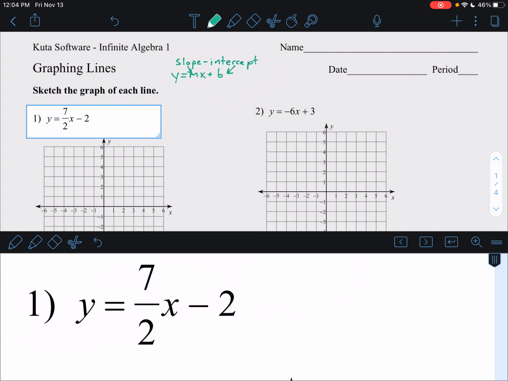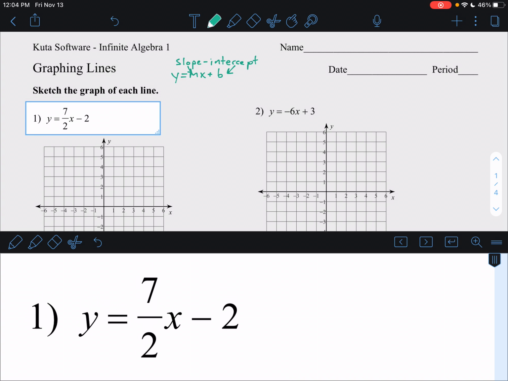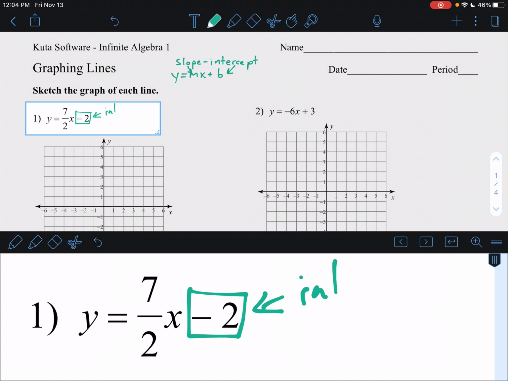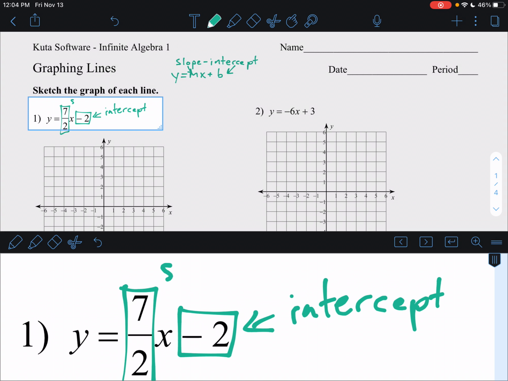So if I'm looking at this first problem, y = 7/2 x - 2, this is going to have an intercept, and when it says intercept, it means a y-intercept, not an x-intercept. So it's going to intersect the y-axis at -2. That's my intercept, and make sure we are paying attention to whether it's negative or positive. And this is my slope. And remember, slope is the same thing as rate of change.